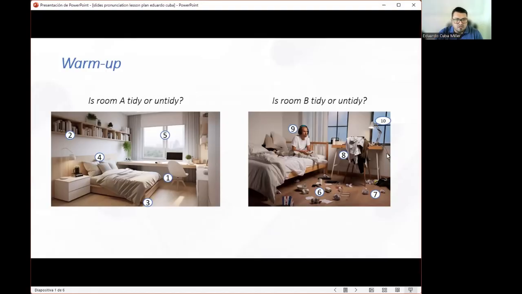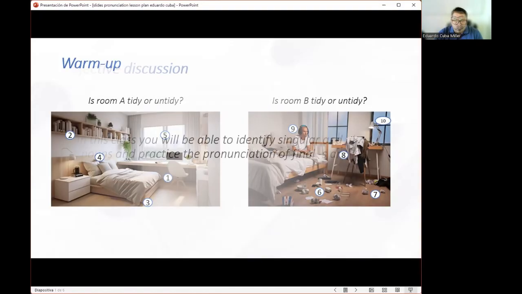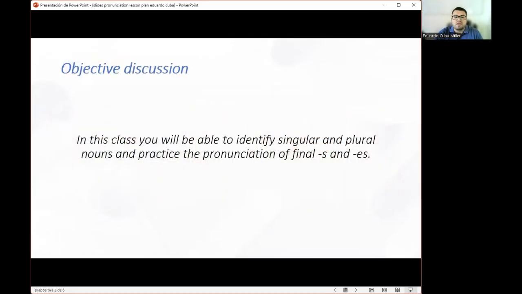Awesome then. So guys, what I want you to do right now, you see here different items, different objects. Name the objects from 1 to 10. Let's work on that. In today's class, you will be able to identify singular and plural nouns and practice the pronunciation of final S and ES. Let's keep on working.